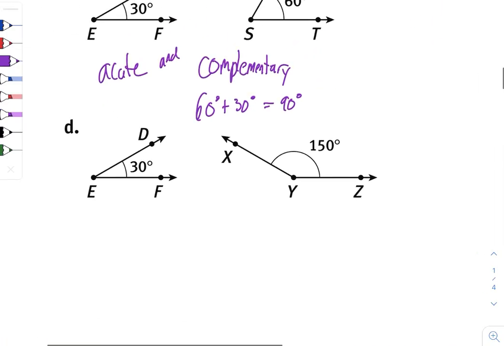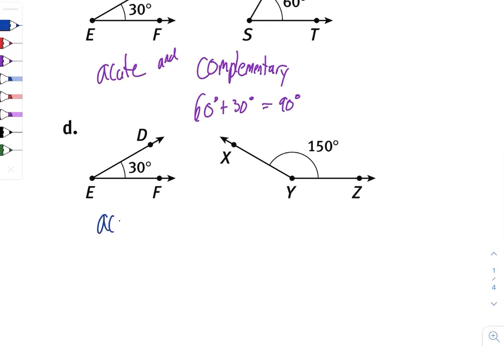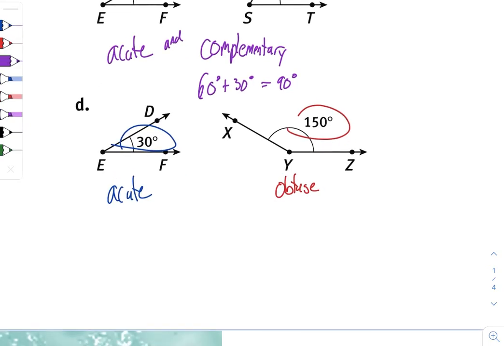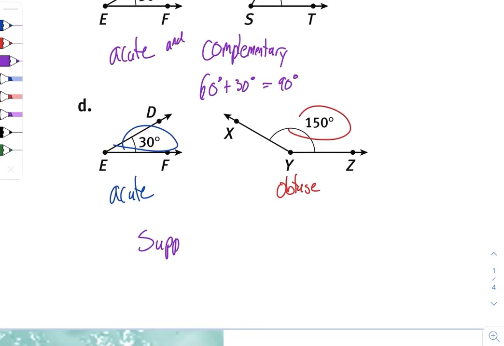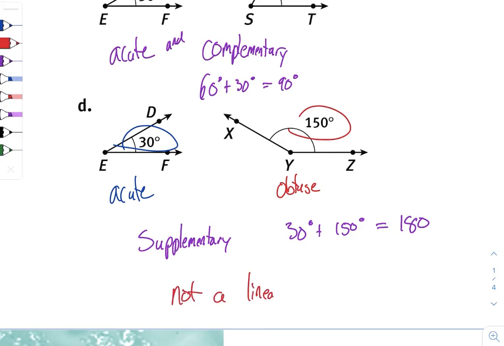Right? And down here, we have two angles. We have one that's acute, one that's obtuse, right? One that's in between 90 and 180, and the other one that is in between 0 and 90. And then these are also supplementary, right? They are supplementary because 30 plus 150 equals 180. What it is not, however, is a linear pair, right? Even though they add to 180, they're not adjacent.